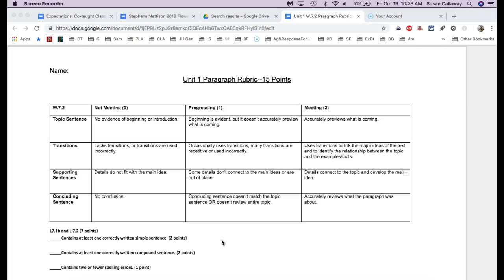You have been working on your unique or unusual animal paragraphs. This is the rubric that will be used to assess them. What you want to focus on is the meeting column.